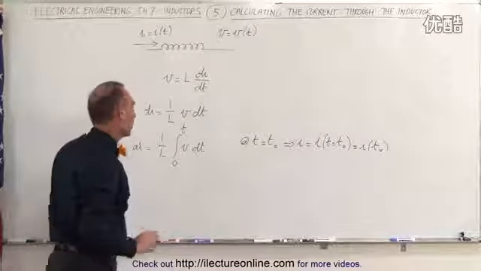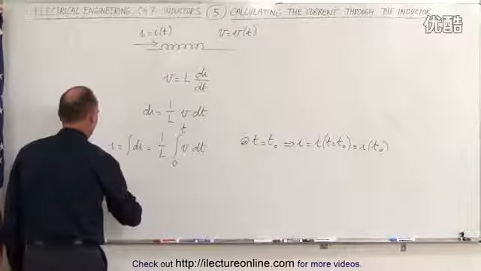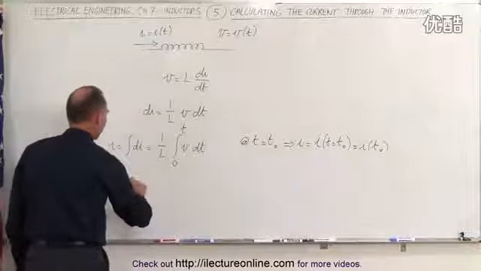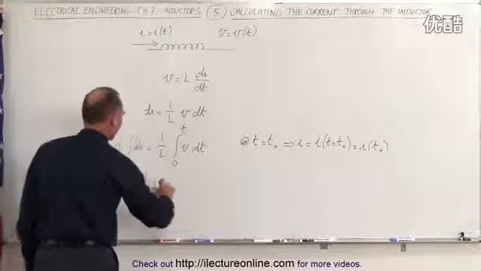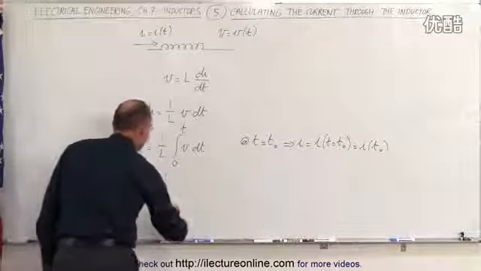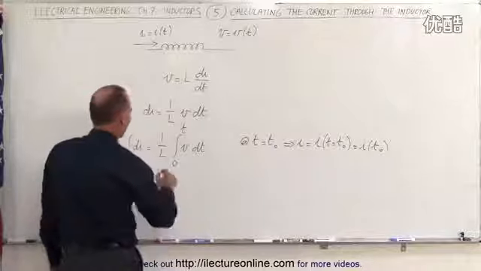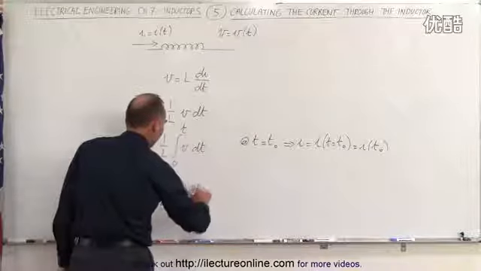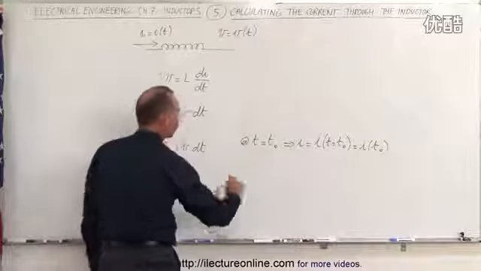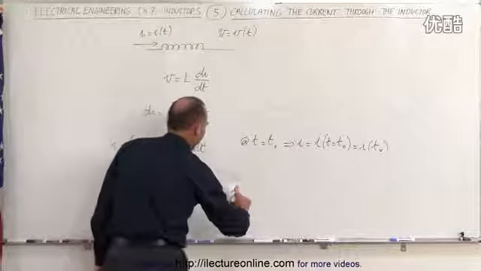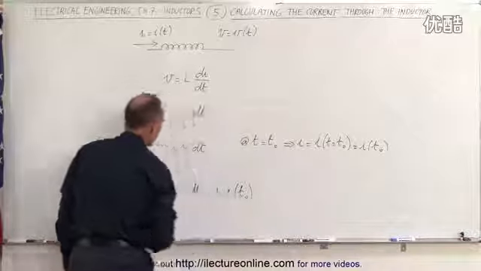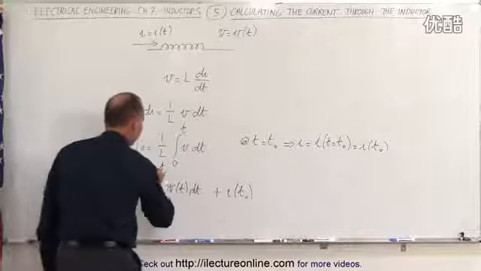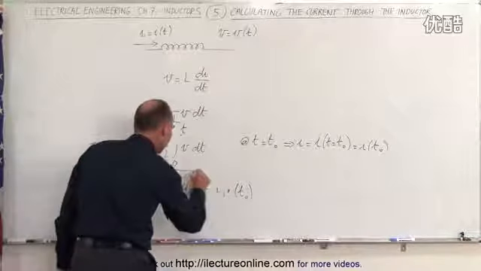We want to take that into account, which means that the current then, as a function of time, can be written as 1 over L times the integral from t initial, whatever that t initial is, to t final of v, which is a function of time, times dt, plus the current that was already there at time equal to t sub naught. And so I need to include that here.